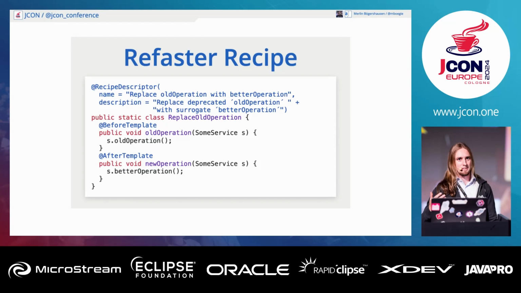It is a Refaster template. There's another talk from Rick about Refaster, which goes into more detail. But the main idea is that the part within the before template method is replaced with the after template content. So it's very easy to migrate deprecated methods or migrate method usage with a flip in the parameters with that. What we see is the recipe description on the top, which provides the information for the auto-generated documentation. This recipe just replaces the usage of an old method with a better method, maybe a deprecation or so.